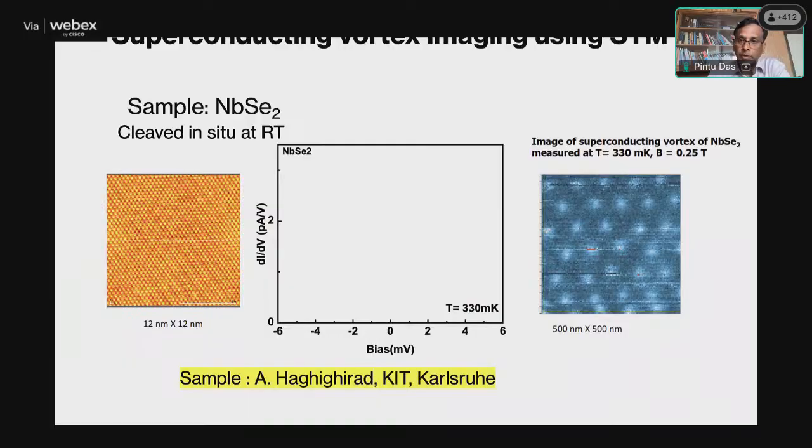Yeah, so this is, I think, a nice image. Sorry, the spectroscopic data is missing somehow. But what you see on the left side is a material called niobium diselenide, which is a superconductor below around 9 Kelvin. And we have measured the conducting vortices using that STM at 330 millikelvin, which is on the right side of your screen. So these are the kinds of measurements that you can do, and as I said, we are currently working on this.